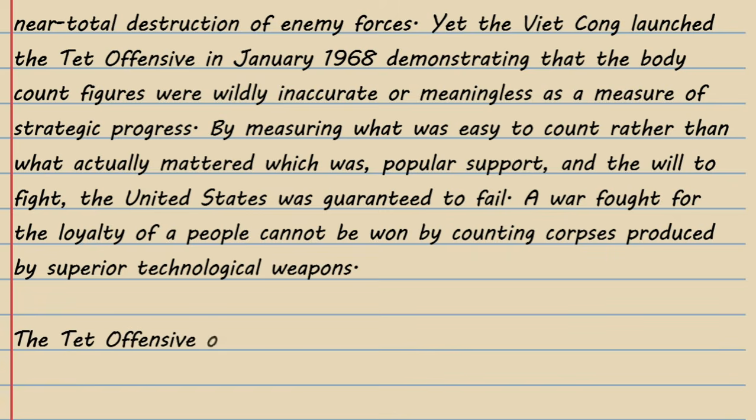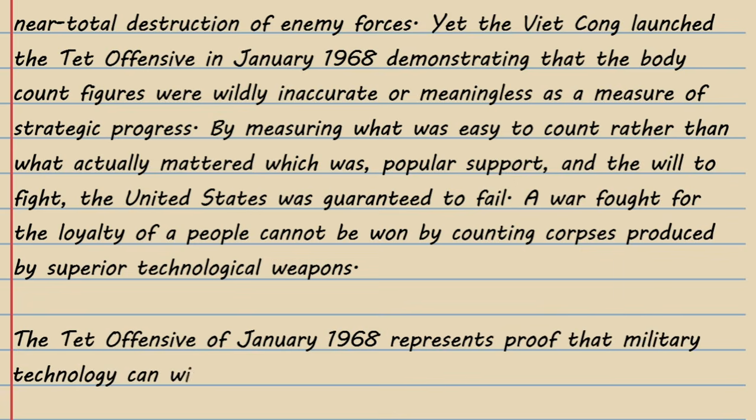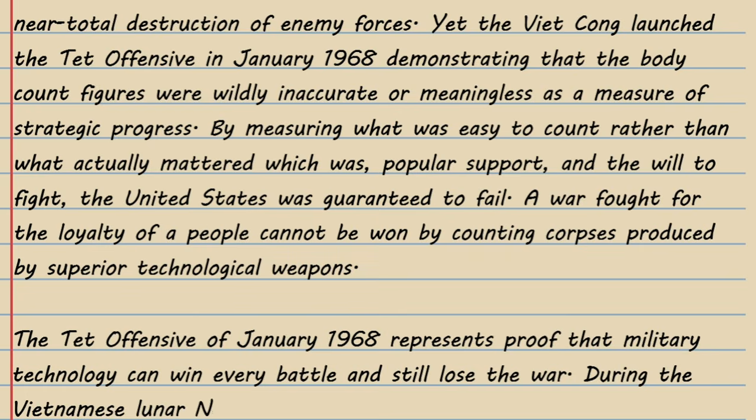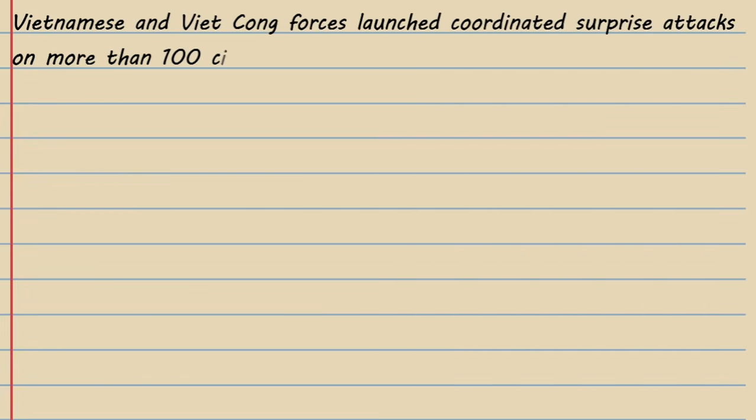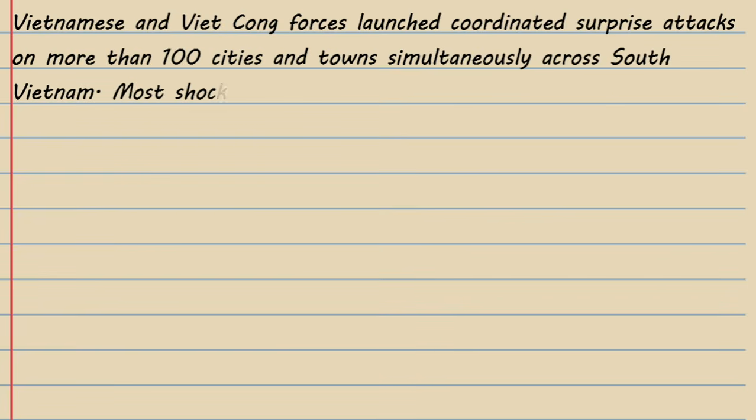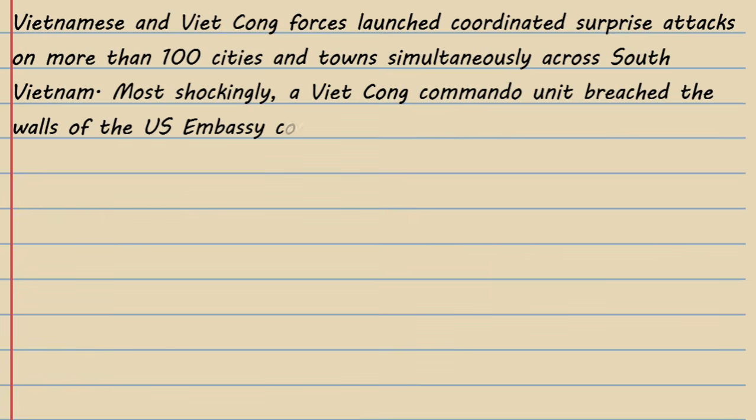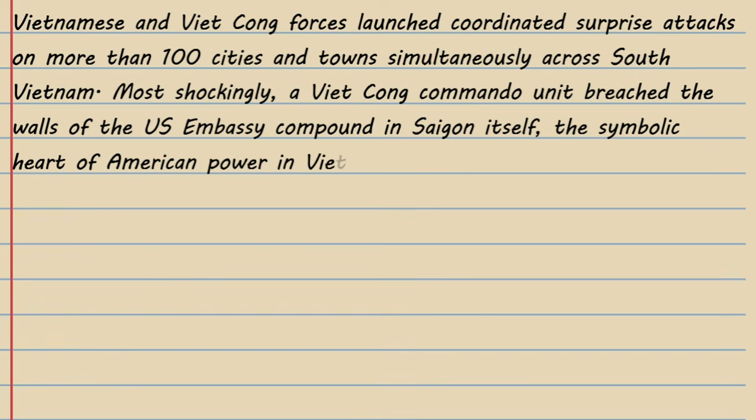The Tet Offensive of January 1968 represents proof that military technology can win every battle but still lose the war. During the Vietnamese Lunar New Year, which is traditionally a time of ceasefire, the North Vietnamese and Viet Cong forces launched coordinated surprise attacks on more than 100 cities and towns simultaneously across South Vietnam. Most shockingly, a Viet Cong commando unit breached the walls of the US Embassy compound in Saigon itself, the symbolic heart of American power in Vietnam.